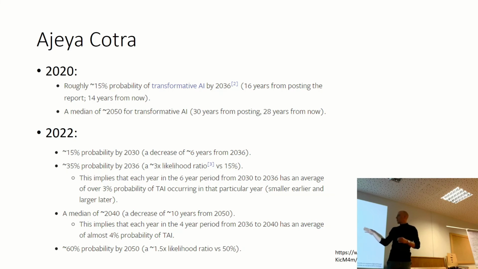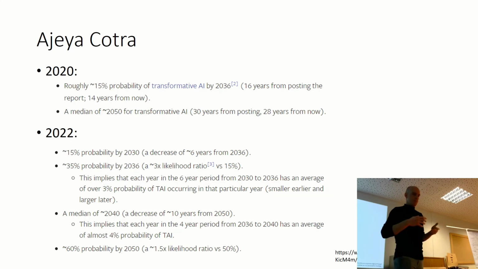2022, this researcher has decreased their projection by 6 years for the 15% chance, and even a 35% chance by 2036 of transformative AI. So timelines have just shifted forward radically over the span of 2 years. So this is an interesting thing, and they know a lot about AI, so this is the person that maybe somewhat knows what they're talking about, probably.